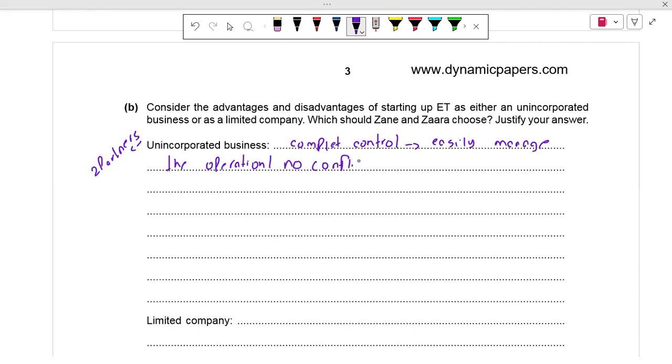So no conflicts. Okay. And of course, they don't have to share the profit. So it means that they do not have to share the profit with shareholders, and it may lead to higher profits each if shared between fewer owners. So this is the advantage. And we can say that it is very easy to set up the theater, and of course there will be few legal requirements.